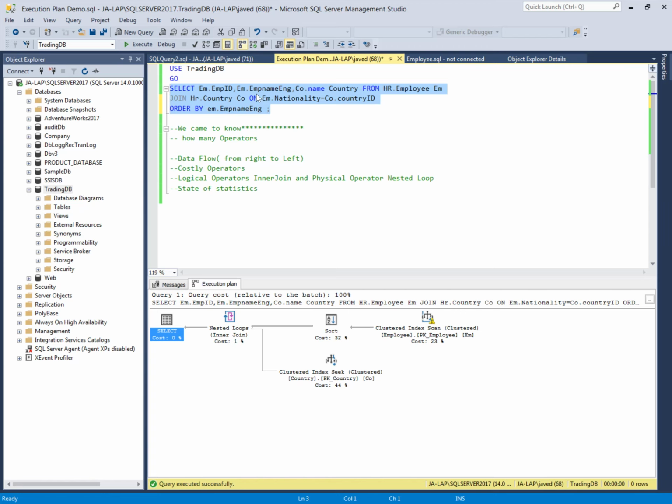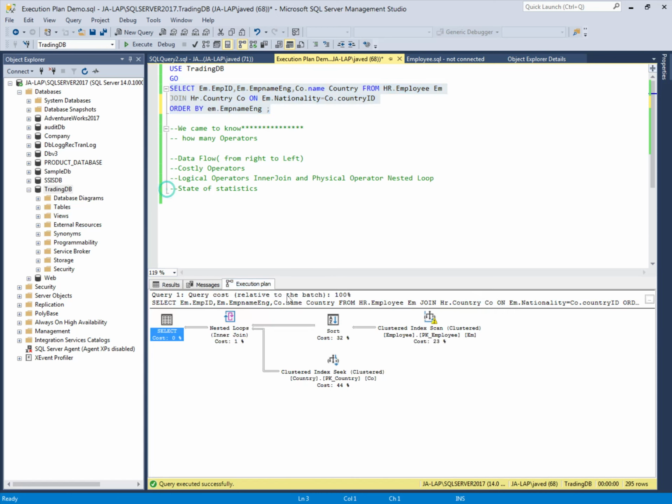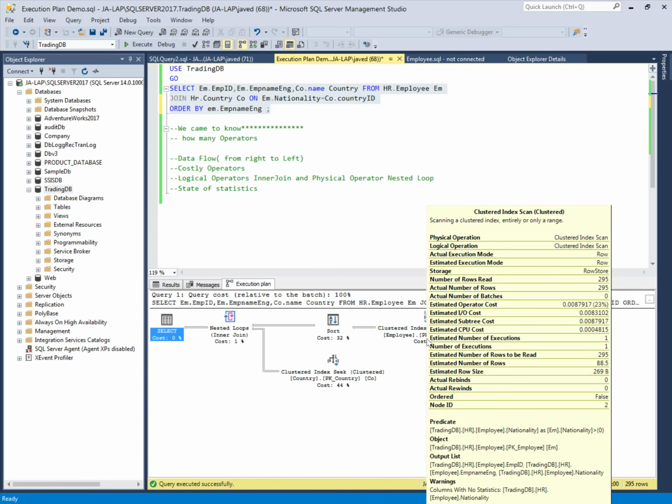Now we have selected, and before when we pressed this one, the estimated plan was generated, but now when I pressed it, it's not generated, because for the actual execution plan we need to execute the query first. The query will be executed, then the plan will be generated. So now I will see the actual execution plan.